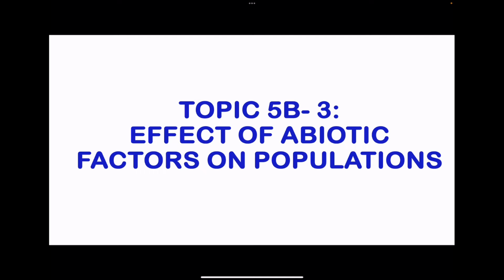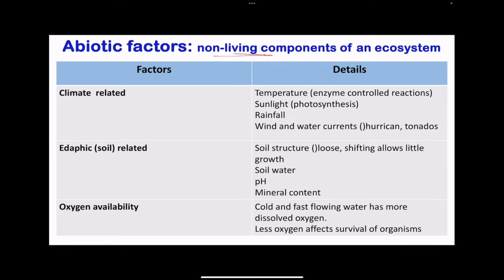Topic 5B3, effect of abiotic factors on populations. Abiotic factors are the non-living components of an ecosystem. This could be climate-related, soil-related, or maybe oxygen-related or other factors. So for climate-related, there is temperature. This controls how enzyme activity occurs. Of course, the higher the temperature, the higher the enzyme activity until the optimum, and after that, enzymes become denatured, and so the rate is going to decrease. There is sunlight.